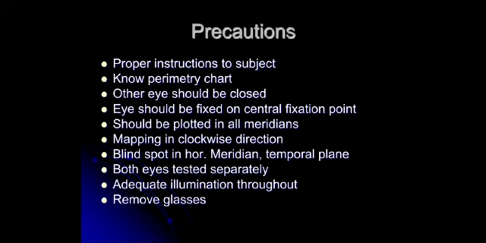The precautions are: proper instruction to the subject. Before mapping the field of vision, the perimeter chart should be studied thoroughly. While testing for one eye, the other eye should be closed. The eye should be fixed on the central fixation point. The procedure should be repeated at every 15-degree interval till the field of vision is plotted in all meridians. The mapping should be done in a clockwise direction. The blind spot should be marked along the horizontal meridian in the temporal quadrant.